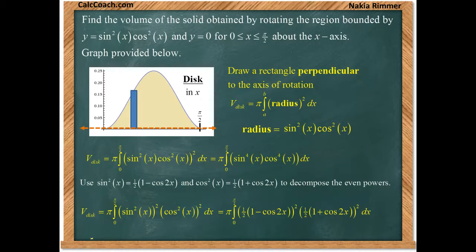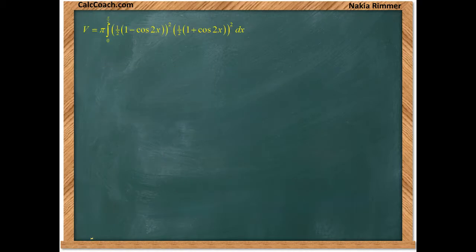Let's go to the next slide because we need to be careful how we do this. There's a long way and a short way. We want to figure out the best way possible to set up this integration. If we square the half, we get a fourth. We square this half, we get a fourth. Those two fourths come out as a 16th. Now both of these, 1 minus the cosine of twice x and 1 plus the cosine of twice x, both get squared.